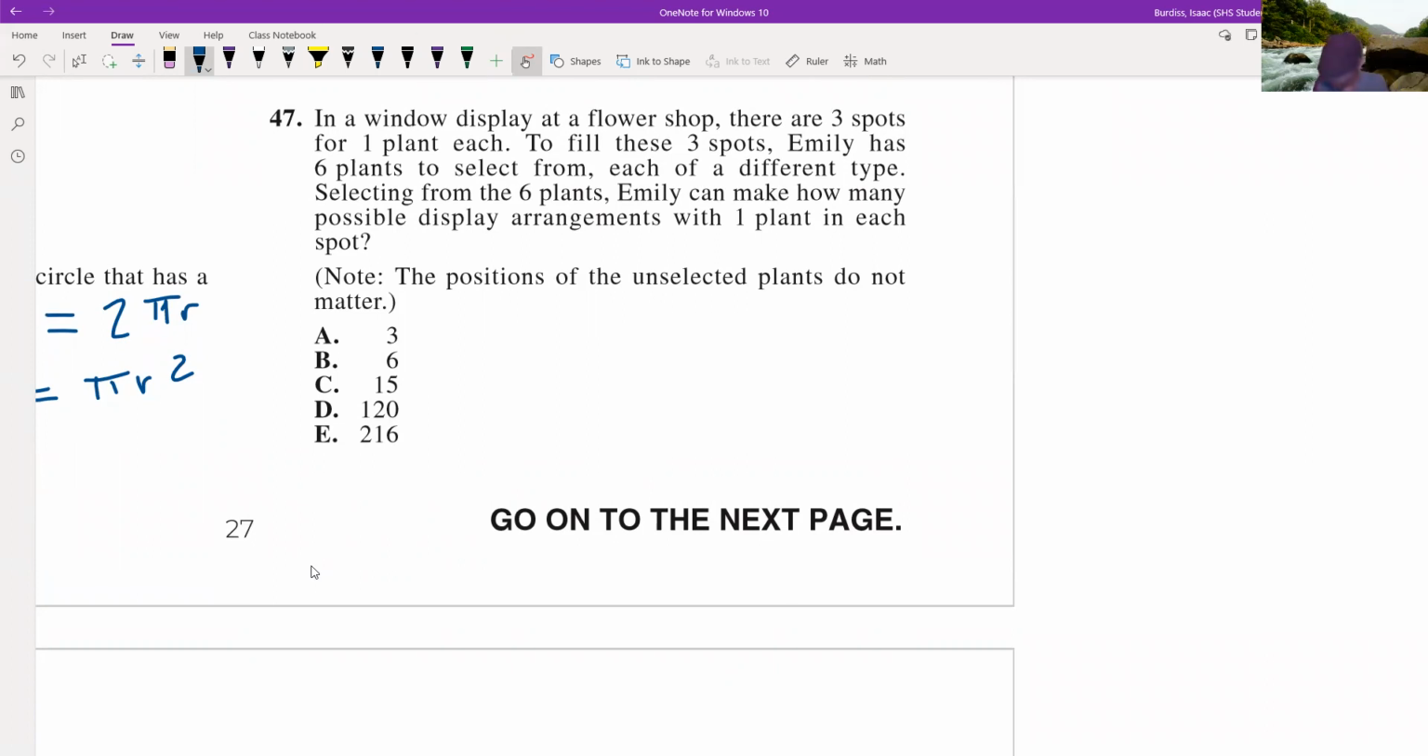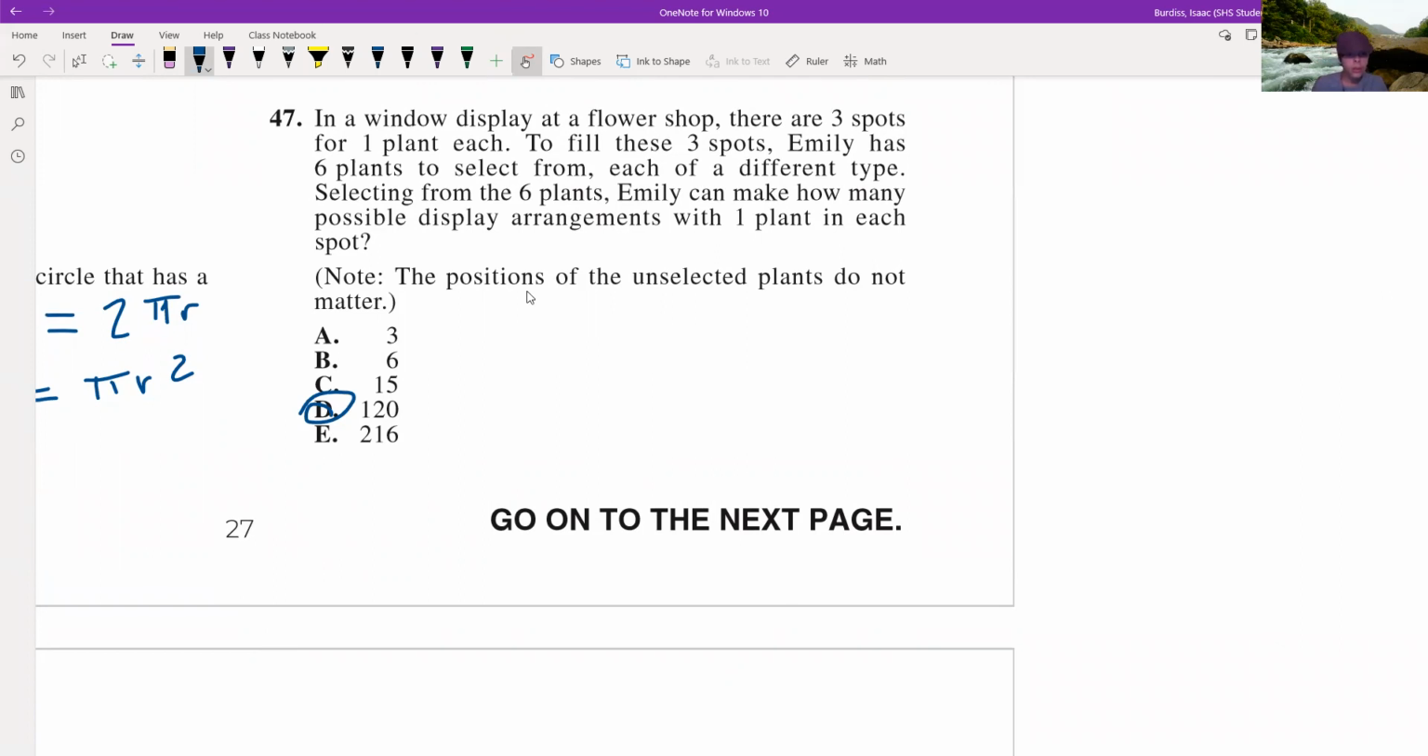Oh, wait, this was one that I missed. And unfortunately, I'm not sure that I will be able to answer it correctly. But I'm already going to circle the right answer because it's 120.